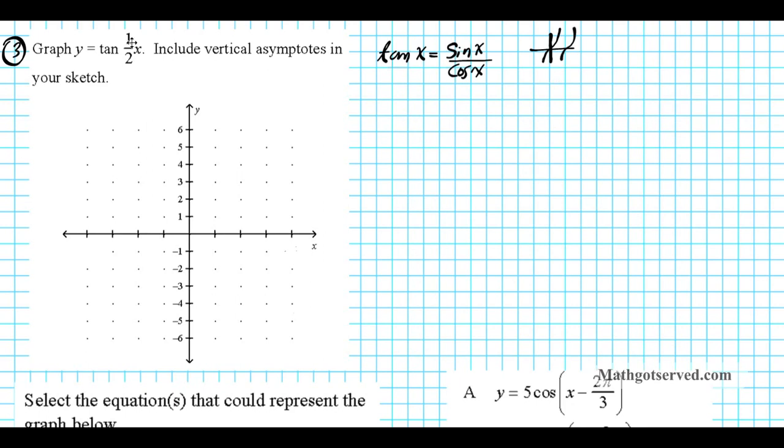Now since we're looking at tan x, to graph tan 1/2 x, we graph cosine 1/2 x. Why do we graph cosine 1/2 x? Because that is the function that tells us the locations of the asymptotes. Anytime the denominator is 0, or cosine 1/2 x has a value of 0, the tan function has a vertical asymptote. So let's go ahead and graph that.